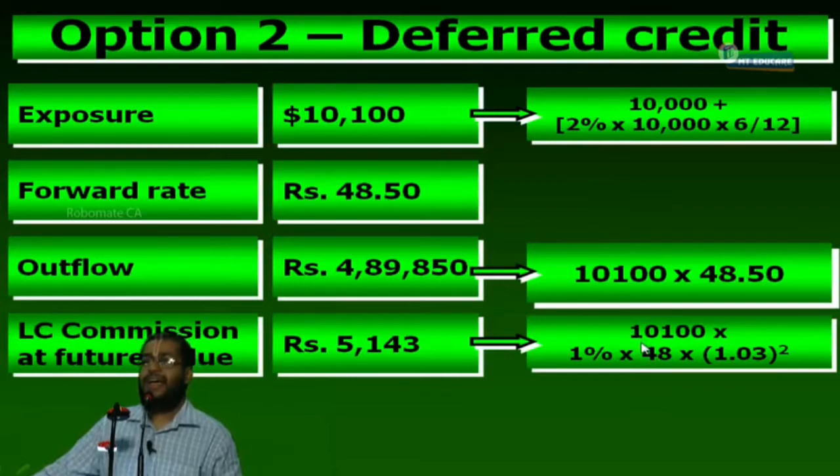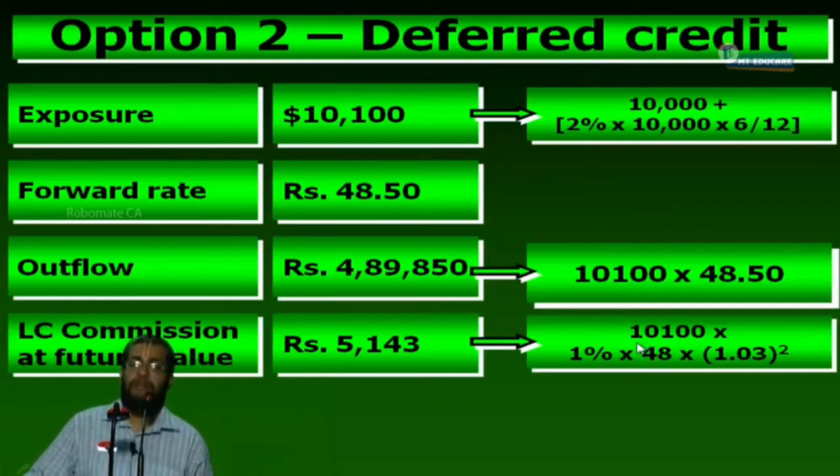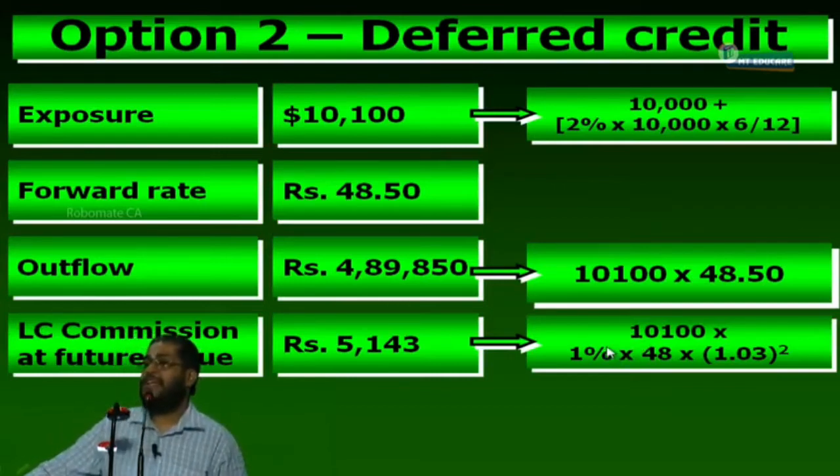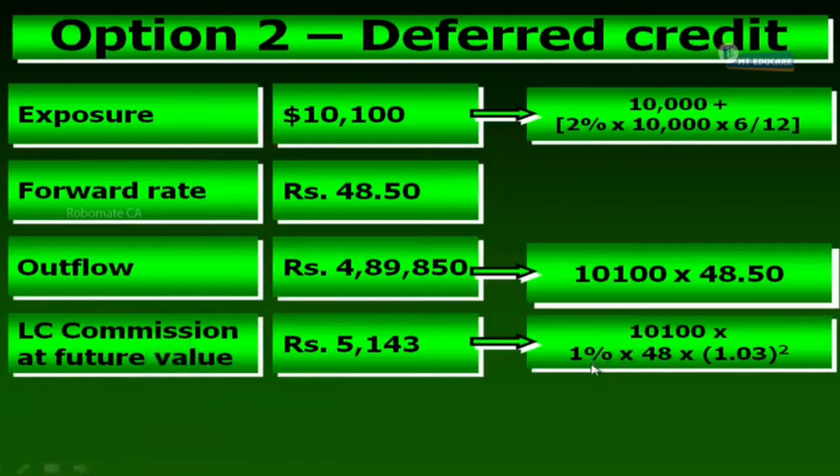$10,100 is a guarantee given by the bank. For that, how much commission do they charge? Can you tell me the LC commission in dollars? $101. Is this $101 payable after 6 months or today? So I have to purchase this $101 from the bank at how many rupees? 48 rupees. That means how many rupees do I have to spend? 4,848. 4,848 rupees has been spent, or not?